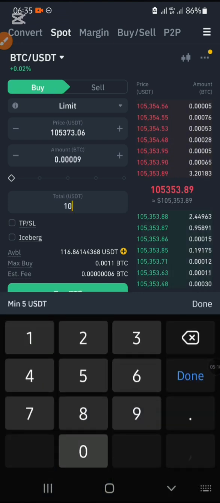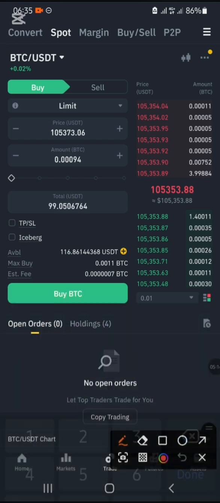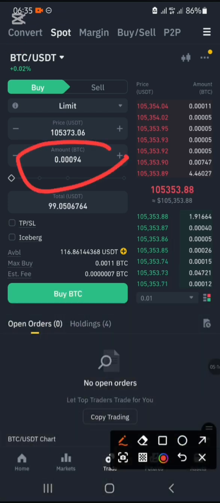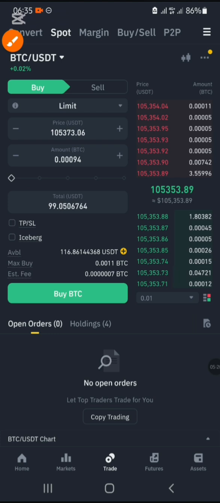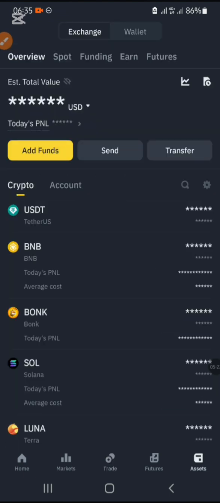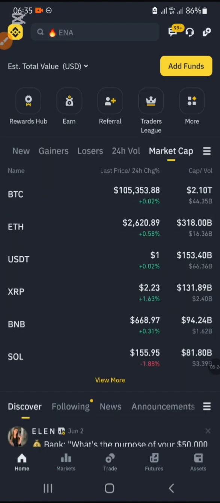Let's assume I want to use $100. I'm going to press 100. Then it's going to show me the portion, how much BTC I'm going to get. This is how much BTC I'm going to get. Then all I need is to click on buy. Then I'm done buying. So you can see how easy it is. Just anyone can apply this strategy. Like I said, it's very, very easy, especially for beginners who are just starting out in trading.